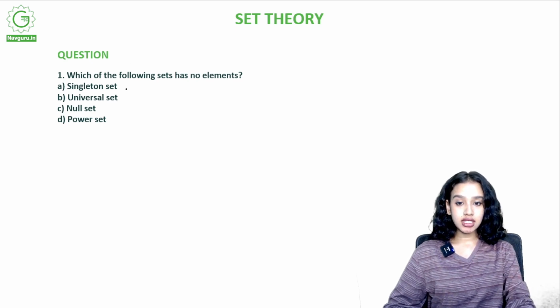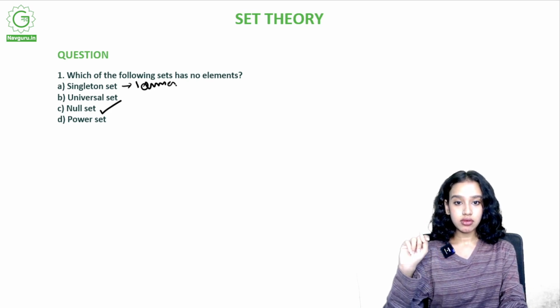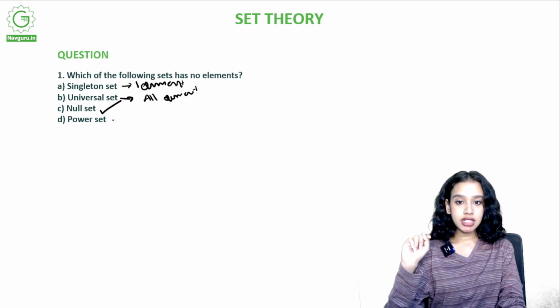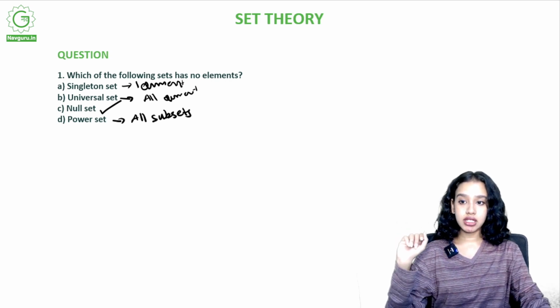So we talked that null sets have 0 elements. Single set have 1 element. Universal set have all the elements. Power set have all subsets, and null sets have 0 elements, right?